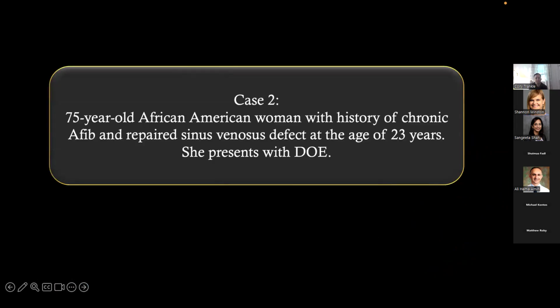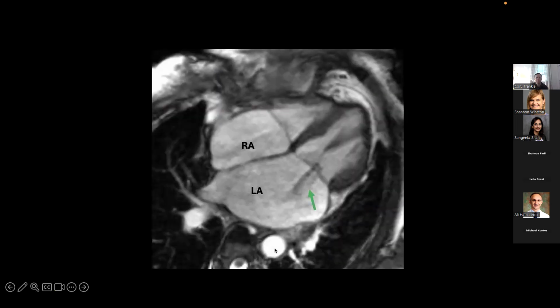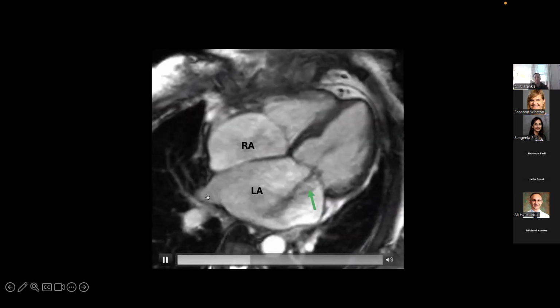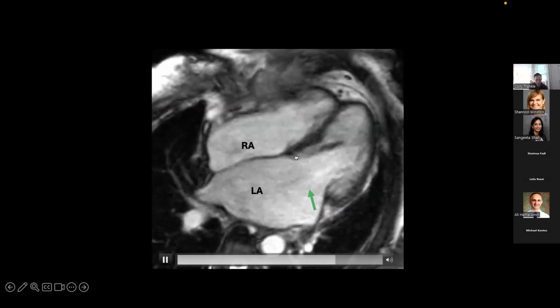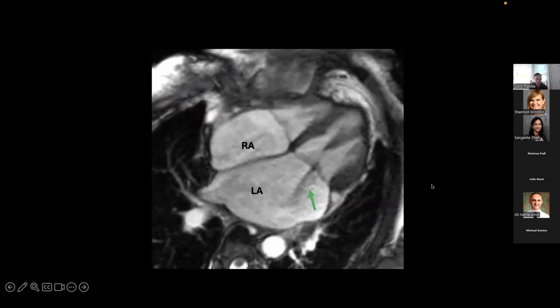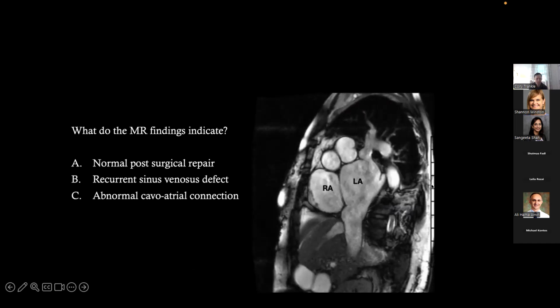Moving to case 2. This is a 75-year-old African-American woman. She presented with chronic AFib and a remote history of repaired sinus venosus defect at the age of 23, but she is presenting with progressive dyspnea on exertion. She has AFib, and it was no surprise that the left atrium is significantly enlarged. The patient had mitral regurgitation as well, and I have that image for you.